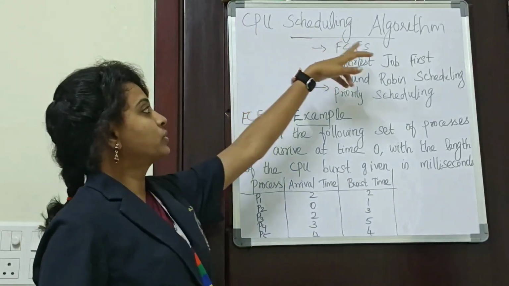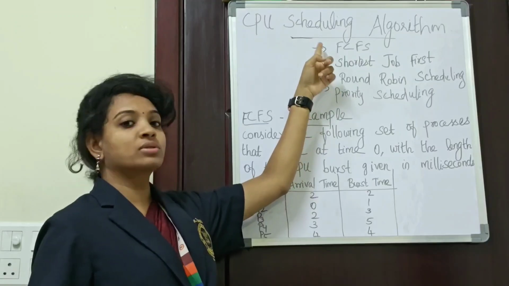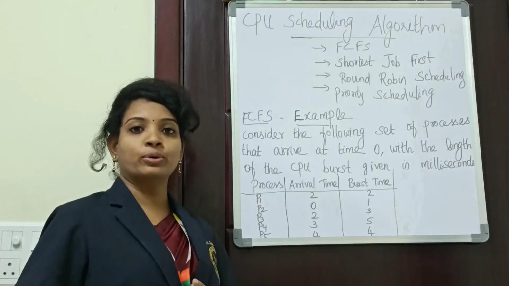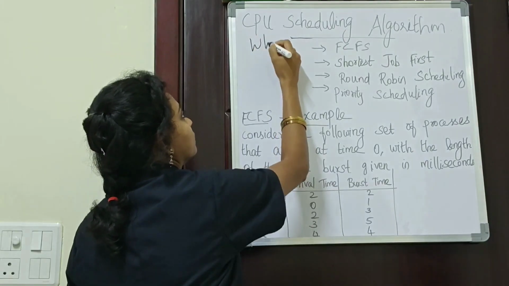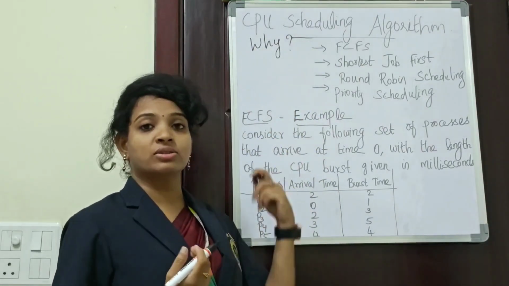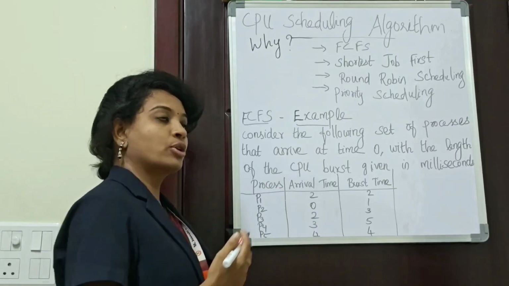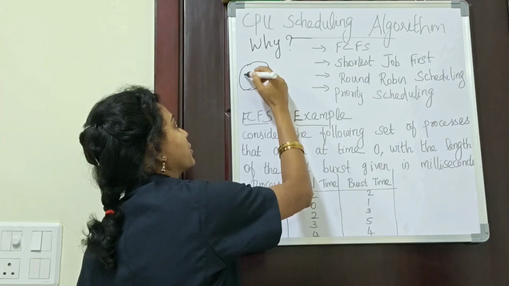So this is the CPU scheduling algorithm. Before going to discuss this algorithm, we have to know why we need a CPU scheduling algorithm. Why do we have to study this scheduling algorithm? Normally, in a ready queue, imagine that this is the ready queue.